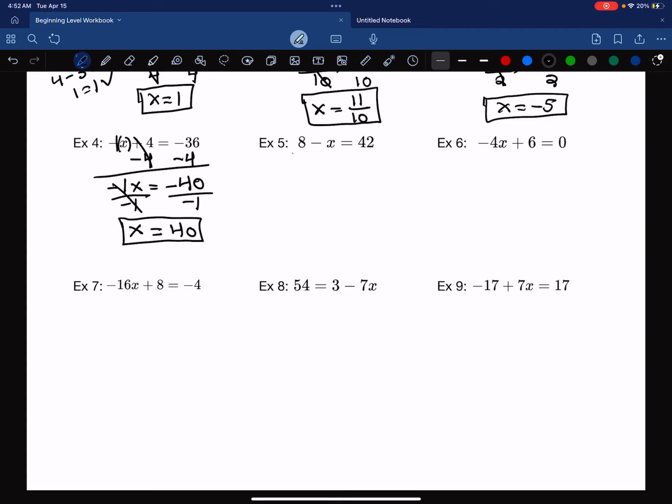And then looking at example 5, we have 8 minus x equals 42. So the first thing I would do is subtract 8 from both sides. So these 8's cancel. We're left with negative x equals, and then 42 minus 8 is 34. And then we're going to want to divide by negative 1 to cancel out these negatives. So you get x equals negative 34.